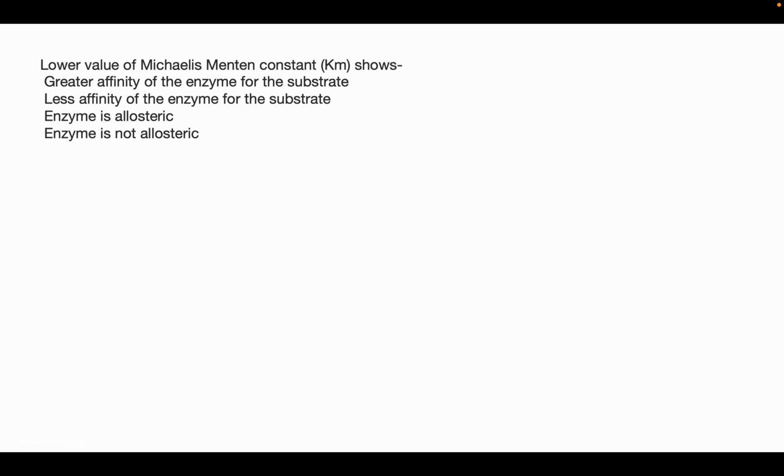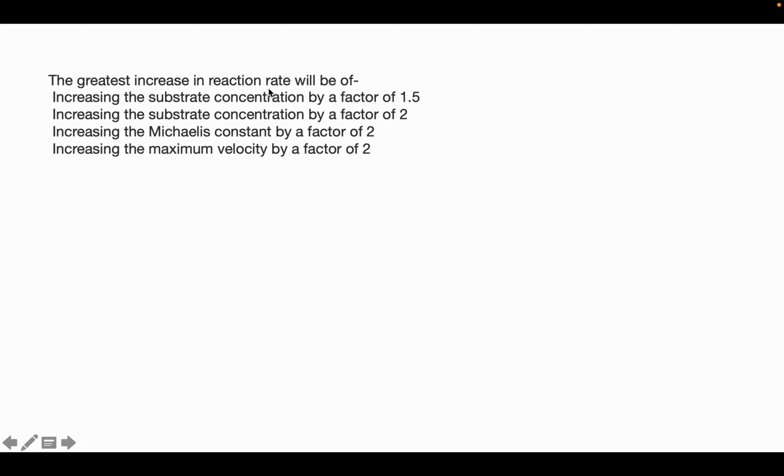A lower value of the Michaelis-Menten constant shows greater affinity of the enzyme for substrate. Yes, it shows greater affinity. Lower the Km, higher the affinity. The greatest increase in the reaction rate will be by increasing the substrate concentration by a factor of 1.5, by a factor of 2, by a factor of Michaelis constant. If you increase the maximum velocity by a factor of 2, that will increase the rate. So just increase the maximum velocity, the fourth option.